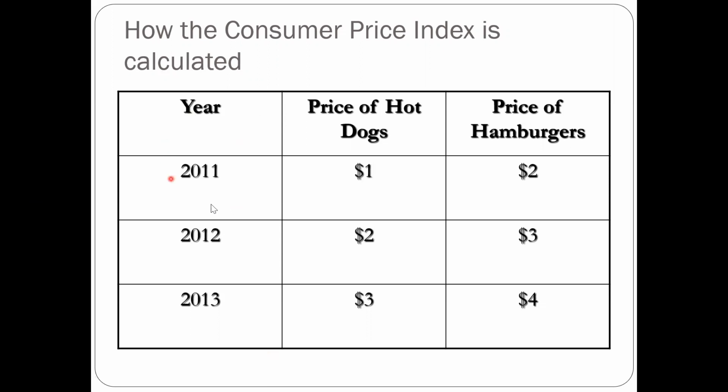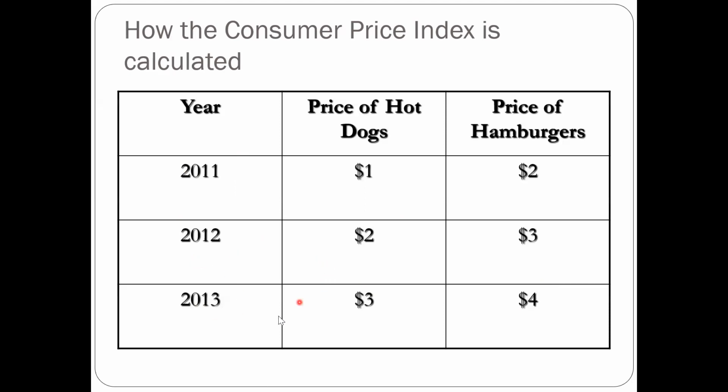So in year 2011, the price of hot dog was $1, the price of hamburgers was $2. In year 2012, the price of hot dogs is $2, the price of hamburgers $3. In year 2013, the price of hot dogs is $3, the price of hamburgers is $4. As we see, prices are adjusted year by year, so we have a different Consumer Price Index in 2011, 2012, and 2013.